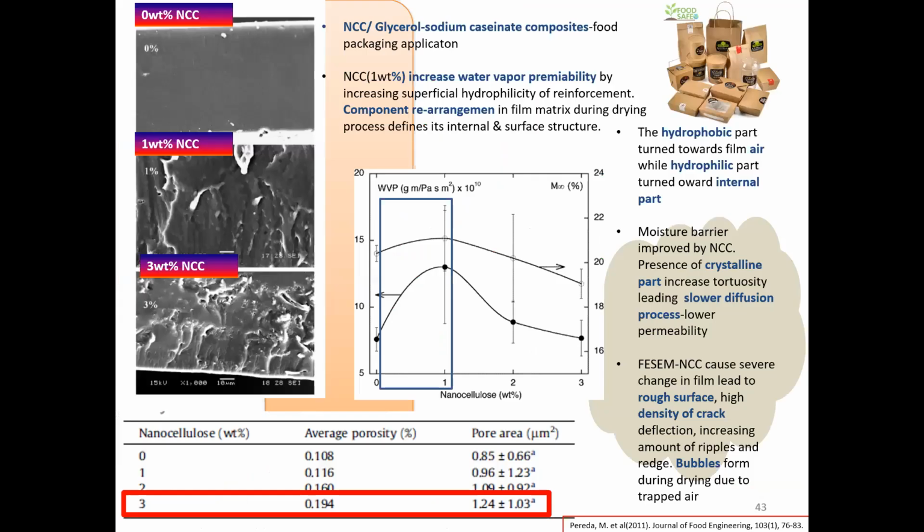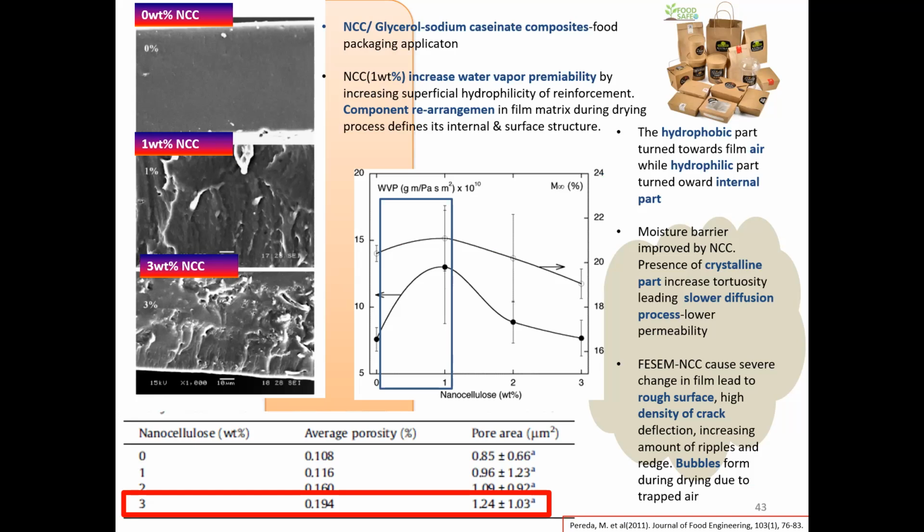The next study was done with a nanocellulose and glycerol sodium alginate composite for food packaging applications, in order to improve the water vapor barrier of the glycerol sodium alginate itself. It shows that the moisture barrier was improved by the nanocellulose, and the crystalline part present in the nanocrystalline cellulose slowed the diffusion of moisture through the glycerol sodium alginate composite.